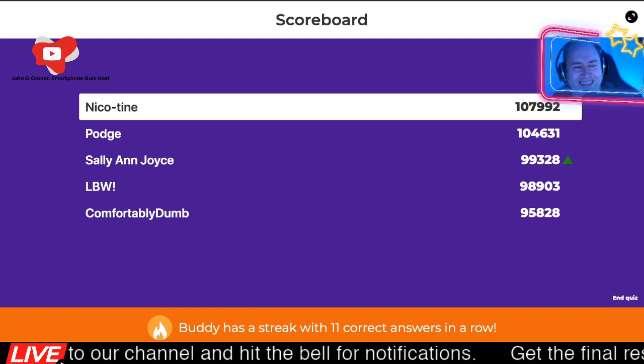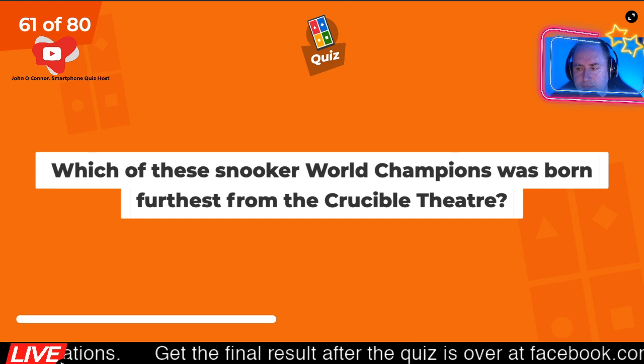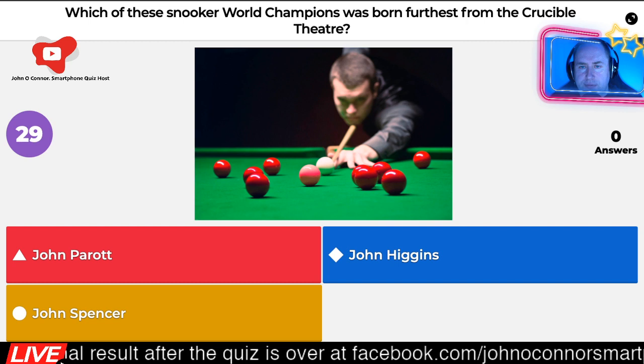Right, guys, let's move on. So here are the questions for the fourth and final round. Which of these snooker world champions was born furthest from the Crucible Theatre? John Parrott, John Higgins, John Spencer.